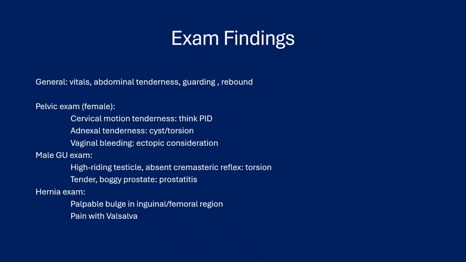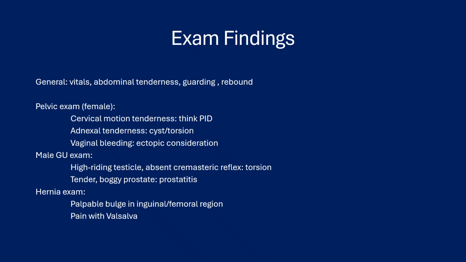Exam findings: general vitals, abdominal tenderness, guarding, rebound. Pelvic exam, female: cervical motion tenderness. If you see that on the pelvic exam, think pelvic inflammatory disease. Adnexal tenderness, cyst, like ovarian cyst, or even ovarian torsion. Vaginal bleeding, I would certainly consider ectopic pregnancy if you do have a positive pregnancy test.